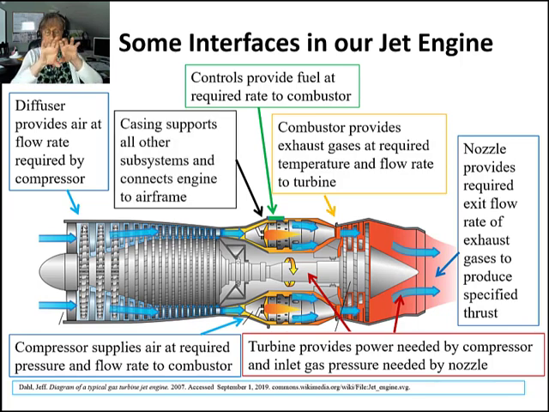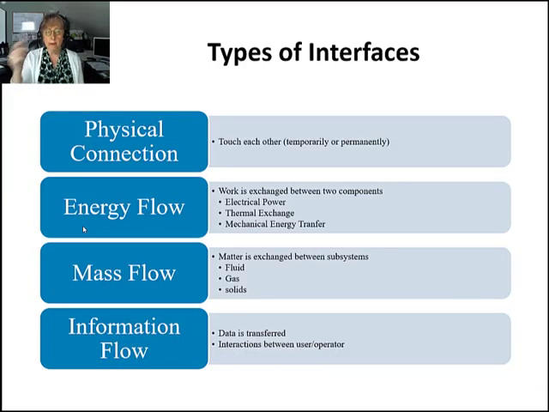And then finally, the casing around all of this provides the mechanical interfaces that keep everything together, allow it to resist vibration and the motion of the airplane. And one of the other very important functions, it provides the interface point to the airframe. Very important because you want the engine to stay on the airframe as it's operating. So we mentioned these types of interfaces. It can be physical, things fitting together. It can be exchange of energy, exchange of mass. It can also be information.